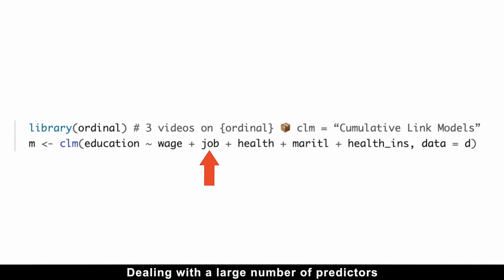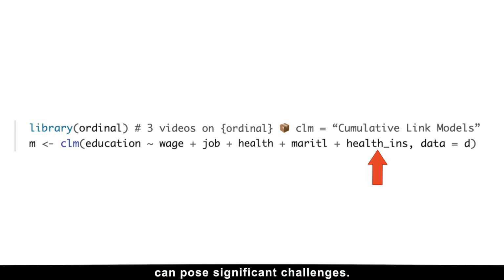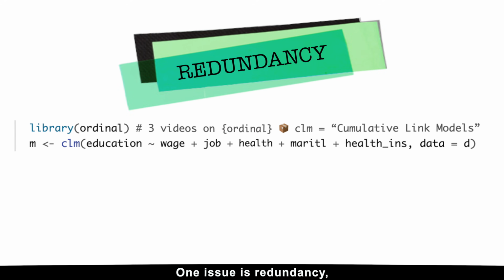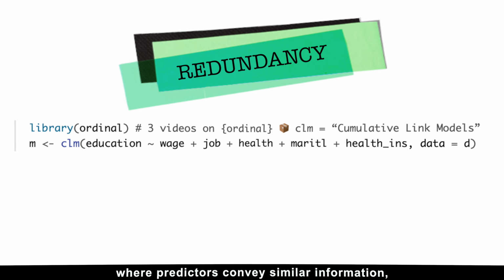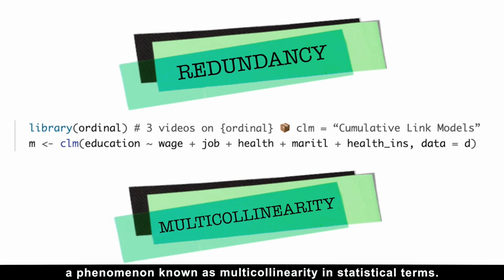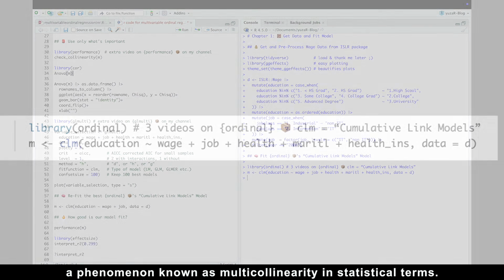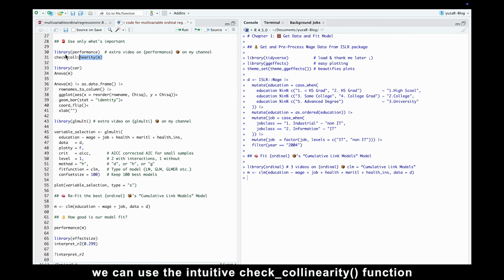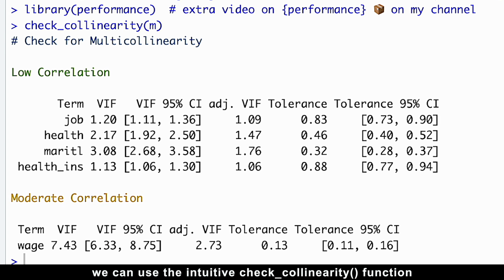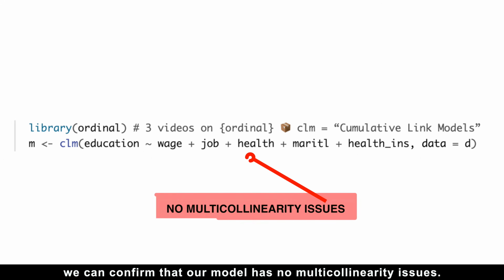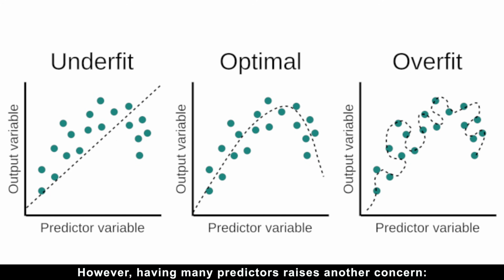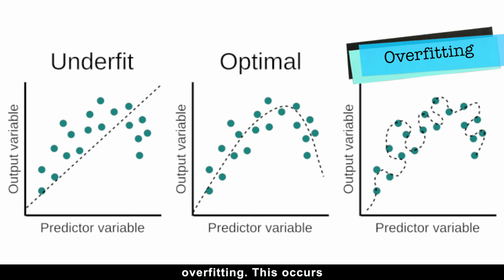Dealing with a large number of predictors can pose significant challenges. One issue is redundancy, where predictors convey similar information, a phenomenon known as multicollinearity in statistical terms. To assess this, we can use the intuitive check collinearity function from the performance package. Since moderate correlation and a variance inflation factor below 10 are acceptable, we can confirm that our model has no multicollinearity issues.